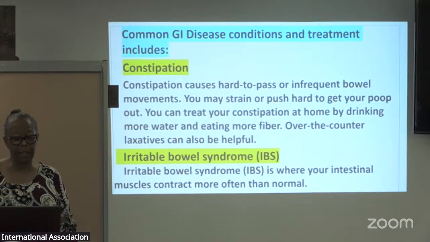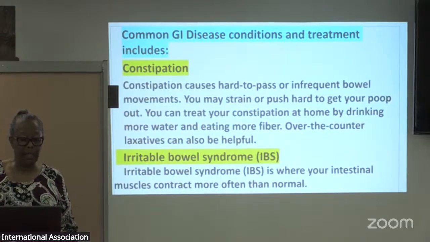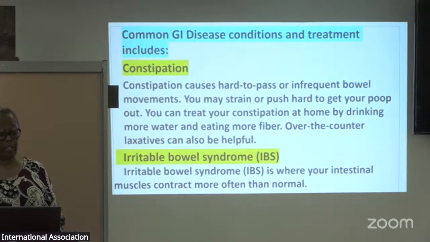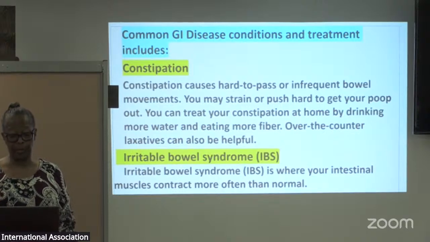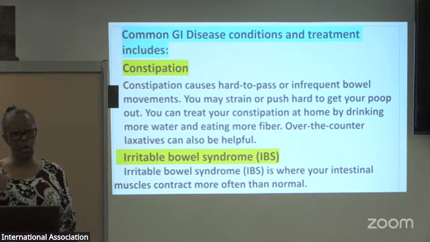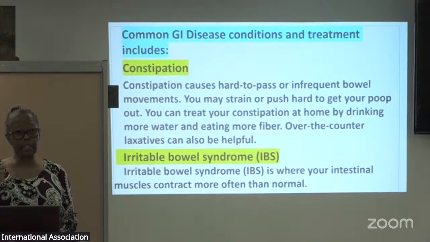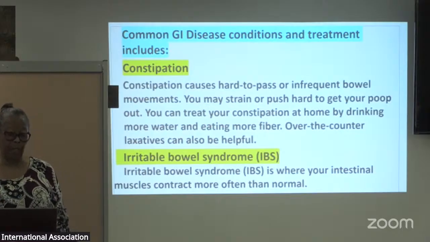Okay, common GI disease conditions and treatments include constipation. Constipation causes hard-to-pass or infrequent bowel movements. You may strain and push hard to get your poop out. You can treat your constipation at home by drinking more water, eating more fiber, and over-the-counter laxatives can also help.